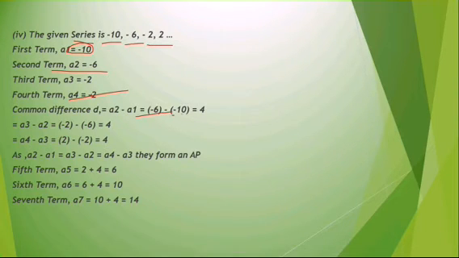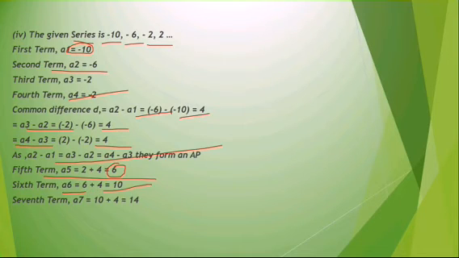A3 minus A2, that will be equal to 4, and A4 minus A3, that will be equal to 4. So they form an AP. The common difference is same. So fifth term will be equal to A5, that is 2 plus 4, that is 6. Sixth term 6 plus 4, that is 10, and seventh term 10 plus 4, that is 14.